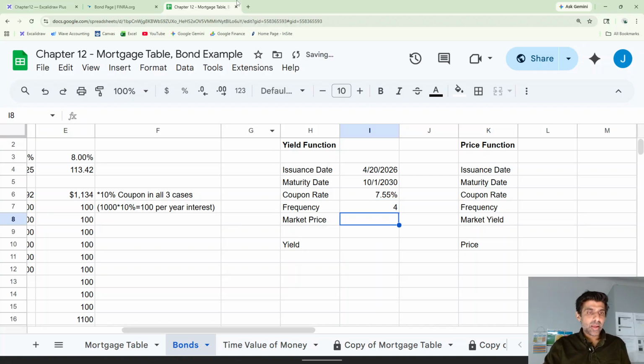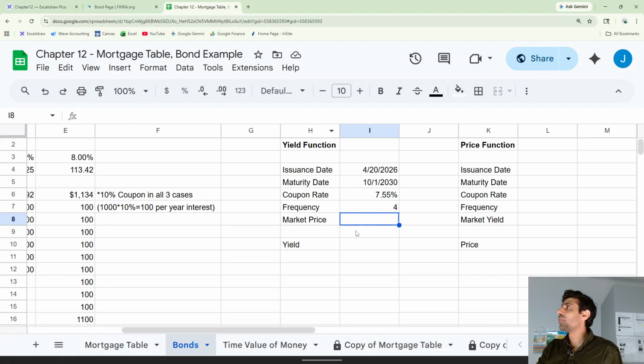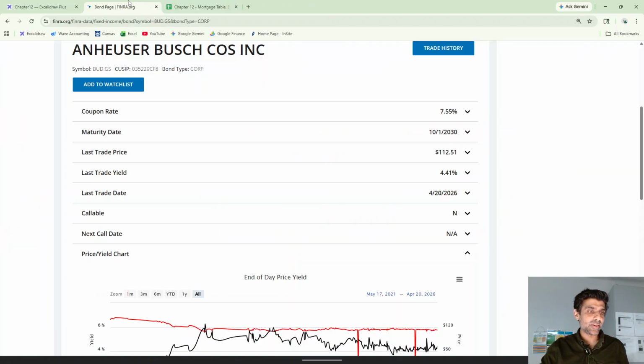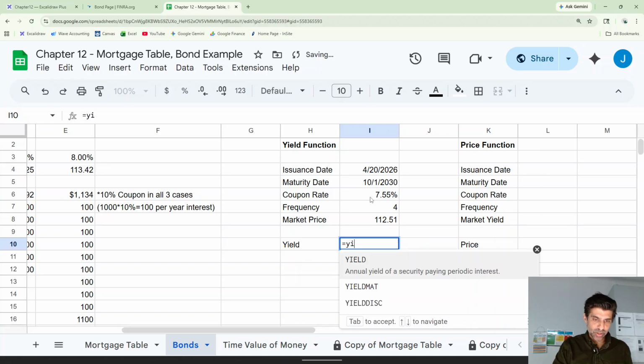And then there's two ways we can do this. Again, sometimes bonds are only quoted with the market price, and if you wanted to find what the yield was for that, there's a function. So let's just put in the price here. The price was 112.51. Now you can use this function called yield.